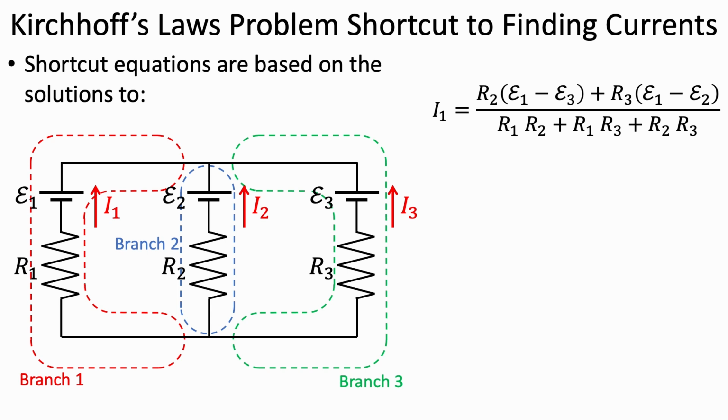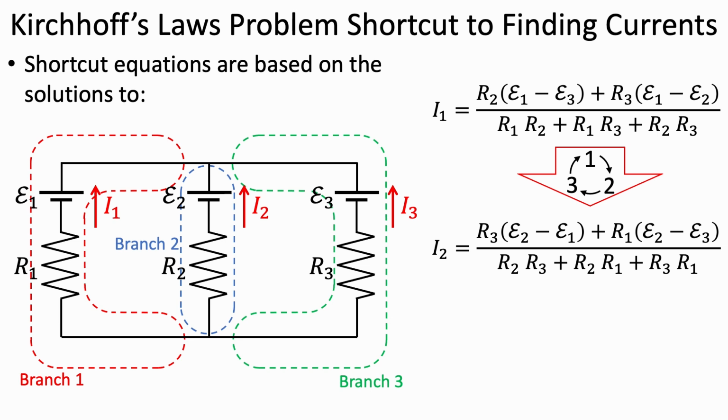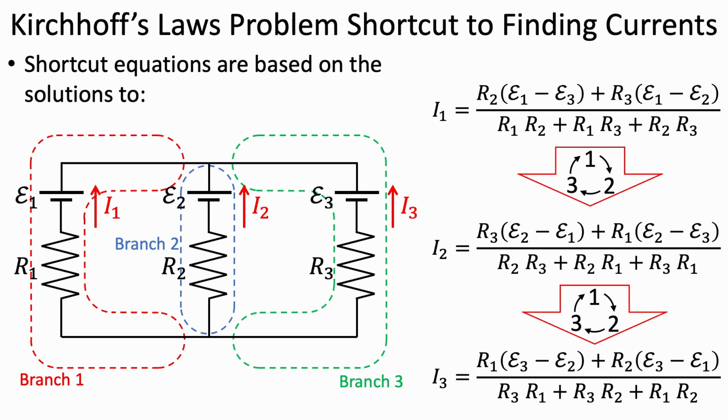Because of the symmetry of the system, we can get the expression for I2 from the expression for I1 by performing a cyclic permutation. In a cyclic permutation, you replace subscript 1 with 2, so I1 becomes I2, E1 becomes E2, and R1 becomes R2. Likewise, you replace subscript 2 with 3, and subscript 3 wraps around to 1. You get the expression for I3 by performing another cyclic permutation on the expression for I2. For this reason, you don't need to remember all 3 equations. You just need to know one of the 3, and you can get the other 2 using cyclic permutations.